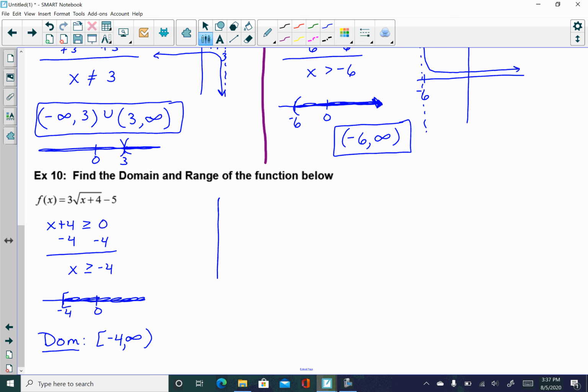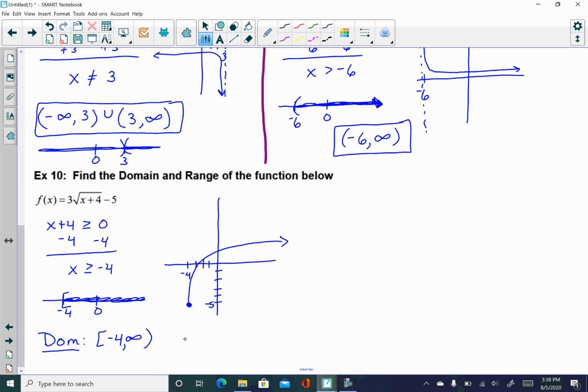So if you were to pop that in your calculator, you would see that negative 1, 2, 3, 4. So it's negative 4, negative 5. This is negative 5. There would be a starting point on your graph down here at negative 4, negative 5. And then it kind of looks like it just comes up and goes like so.